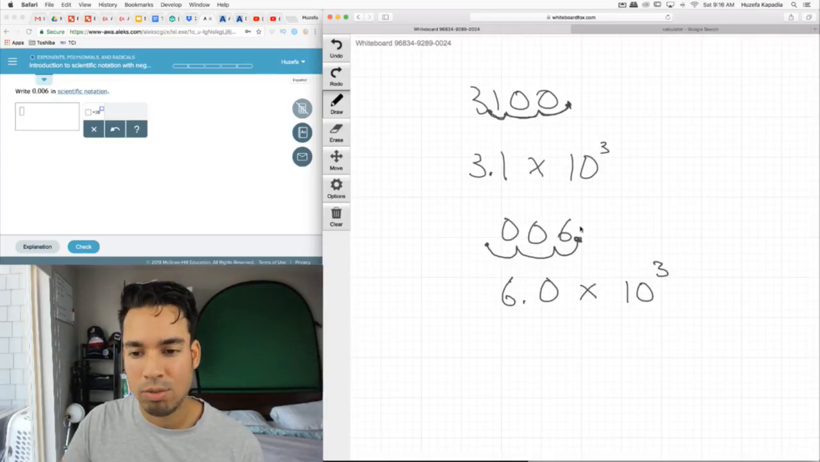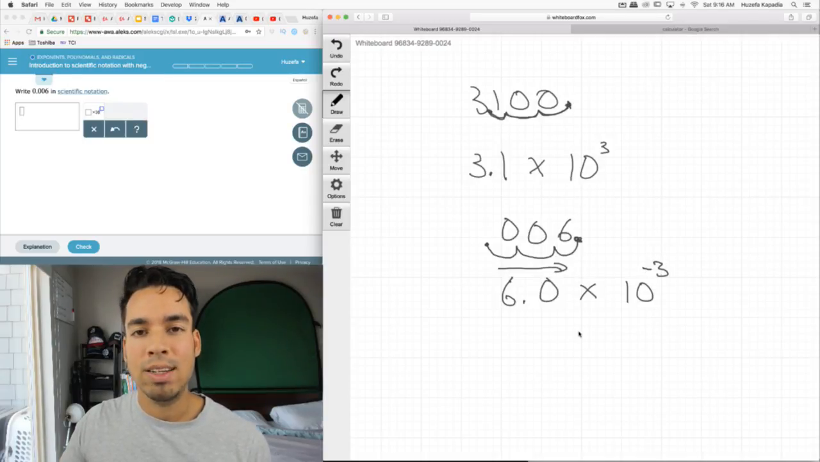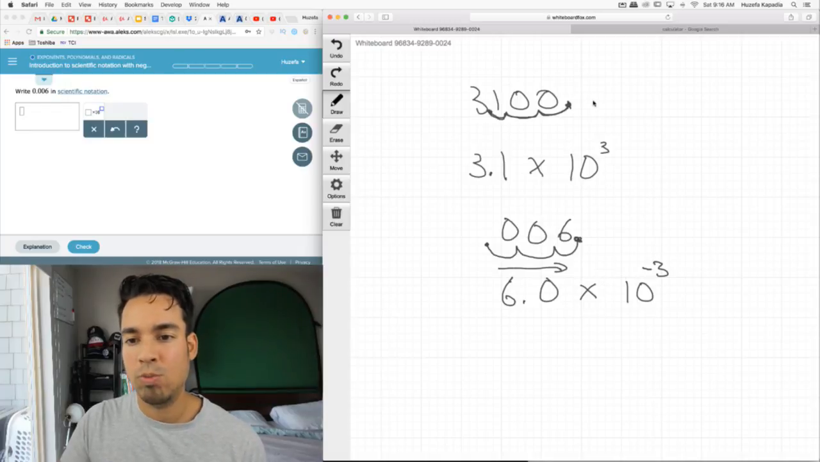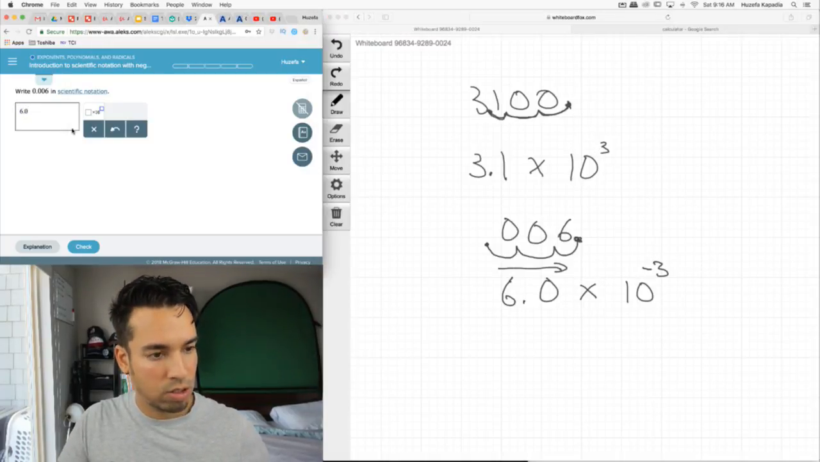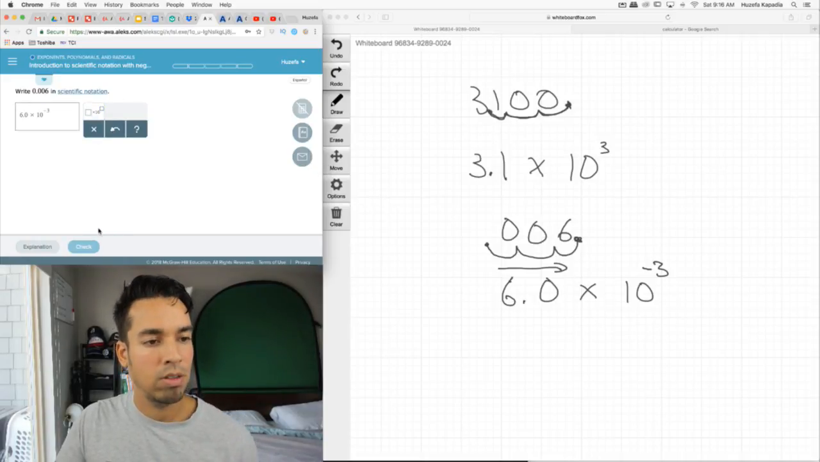But it's not positive 3. Why? Because in this case, we moved the decimal to the right. So we put a negative sign on that exponent. This was moving it to the left, so it's positive. So our value is 6.0 times 10 to the negative third.